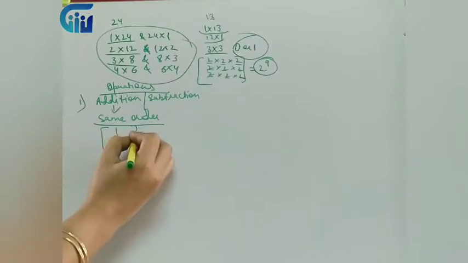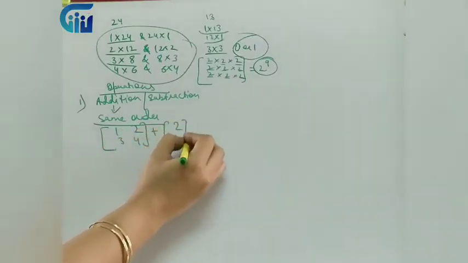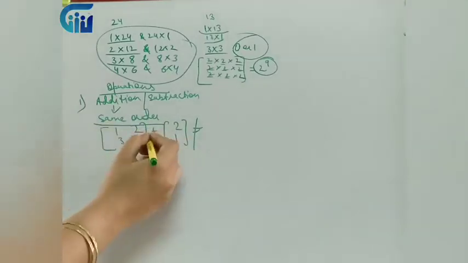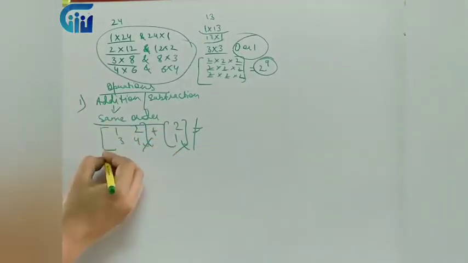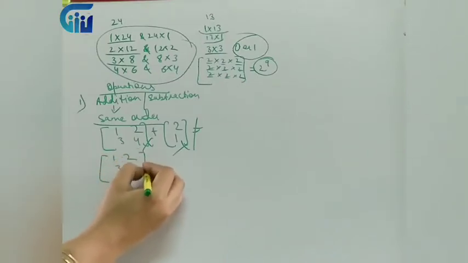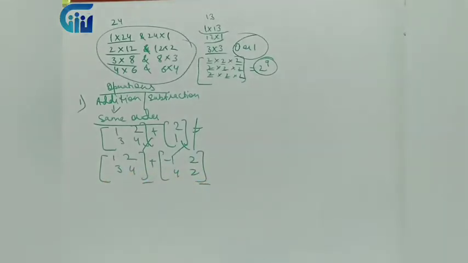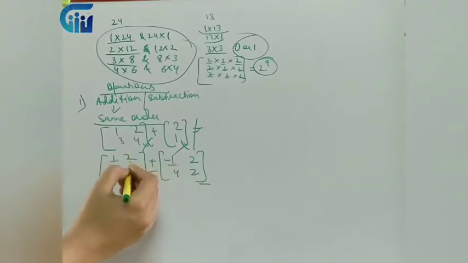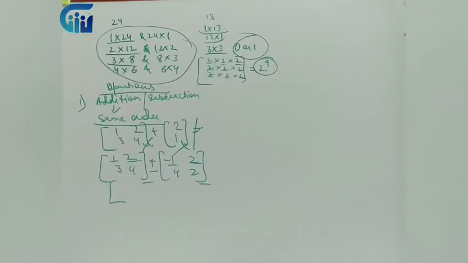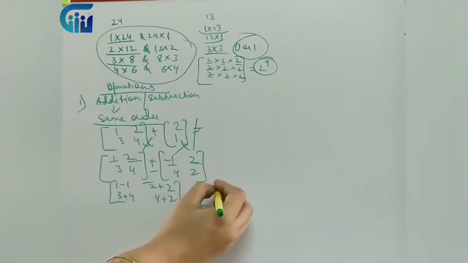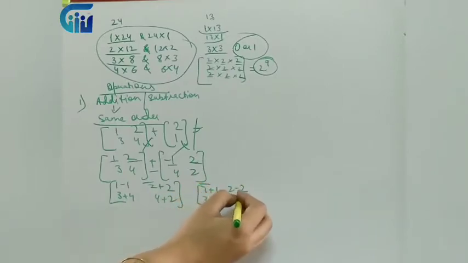Suppose I have 1, 2, 3, 4. Let's say I cannot add 2, 1, 2, 8. This is not possible because these two do not have the same order. I can add two matrices only when they have the same order. So this can be added to this matrix because the order for both is the same. Subtracted also. Why? Because to add and subtract I need corresponding elements, and it is possible only when I have the same order. So if I add, I'll add it like this, element-wise, 3 plus 4, 4 plus 2, and if I subtract, I'll subtract it like this, 2 minus 2, 3 minus 4 and 4 minus 2.